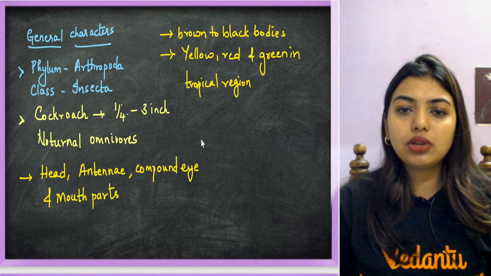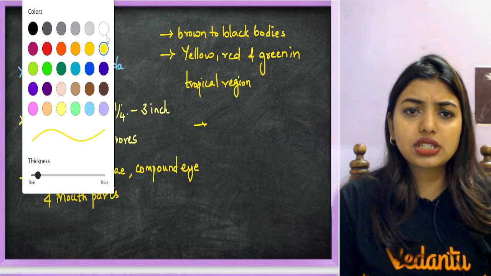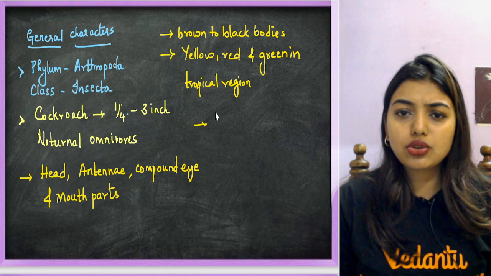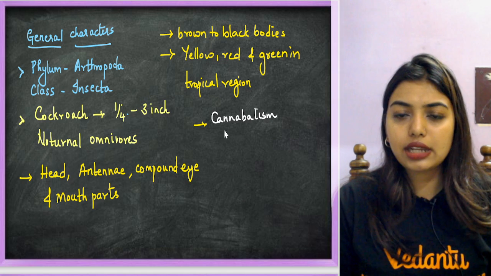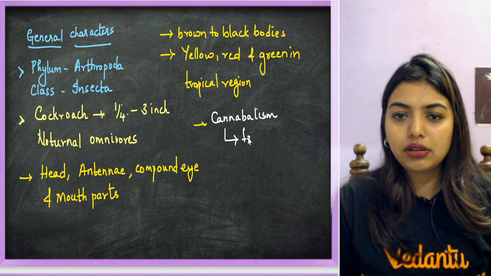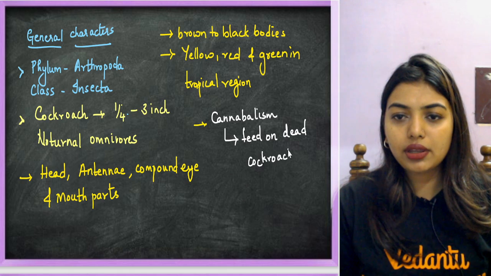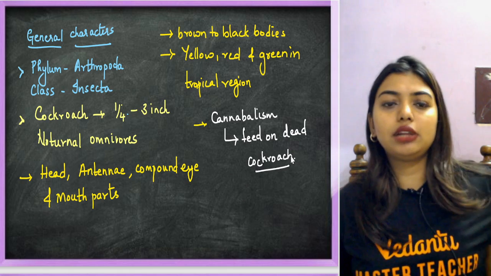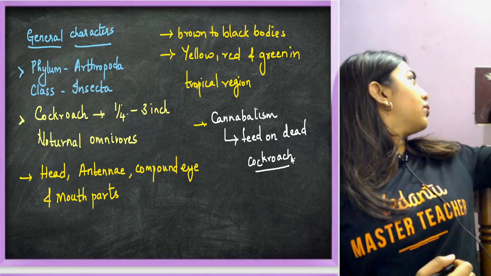Now, most important thing, students, these cockroaches are omnivorous and they can also show cannibalism, that is, feed on dead cockroaches. When we feed on the same species, it becomes cannibalism.